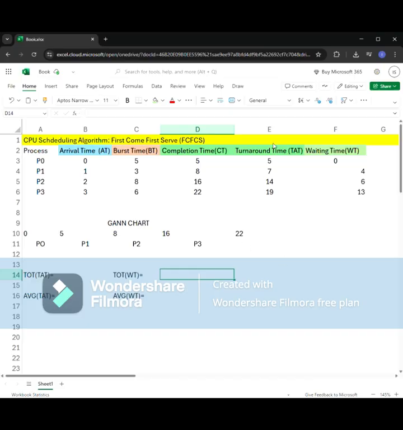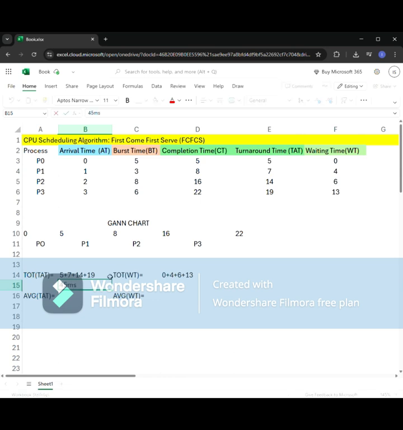After that, let's get the total and average of turnaround time. To get the total turnaround time, we add P0, P1, P2, P3, that's 5 plus 7 plus 14 plus 19 equals 45 milliseconds. After we get the total, let's get the average turnaround time. We divide the total turnaround time by the number of processes. 45 divided by 4 equals 11.25 milliseconds. And this is the result of the total and average of turnaround time.